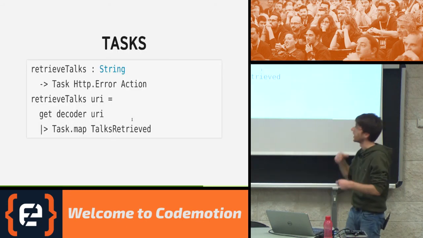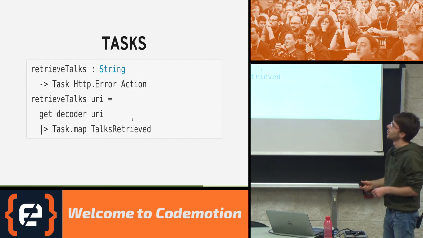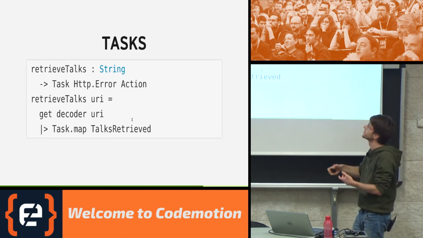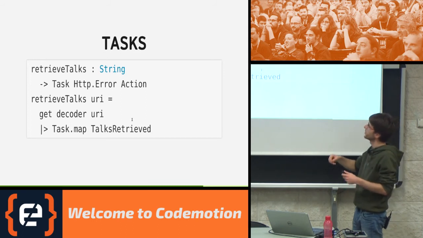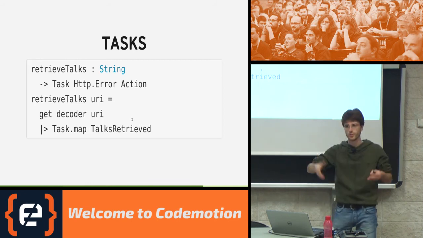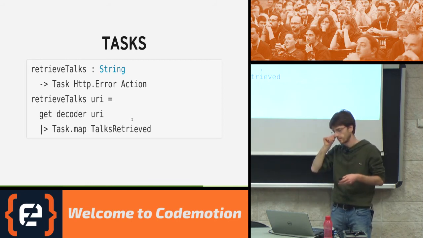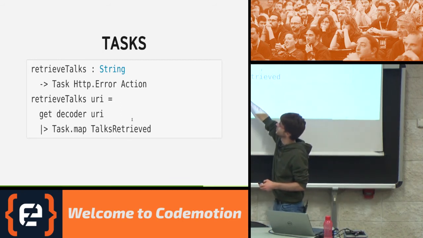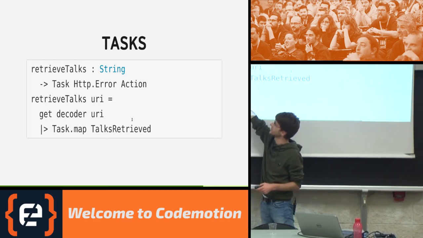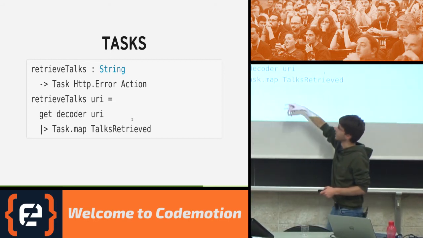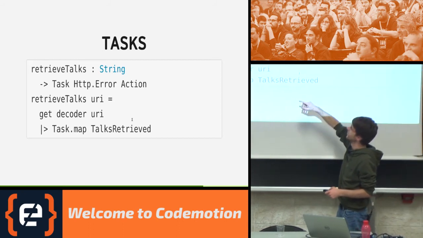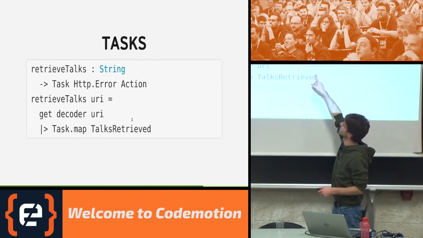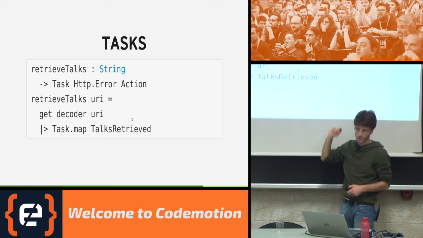So how could this look in Elm? Well, we have the same function as before, retrieve talks. Now we're using a task and not just directly a port. It just takes a string that is the URI we want to invoke to retrieve the talks. And when we pass the URI, we just say, runtime, do a get operation, an HTTP get. And if you fail, just return me an HTTP error. If you succeed, return me an action, in this case, the talks retrieved action.